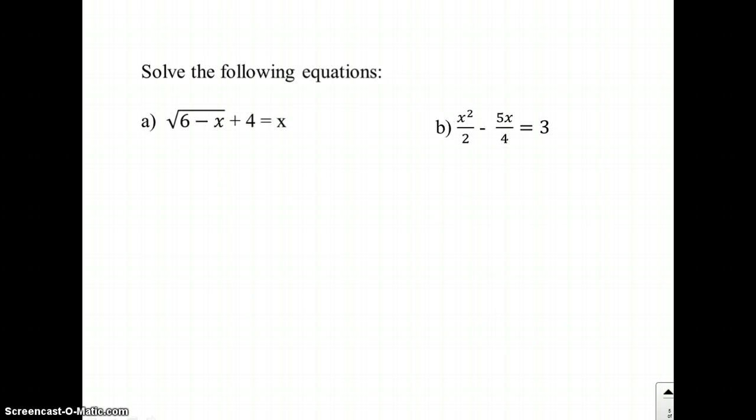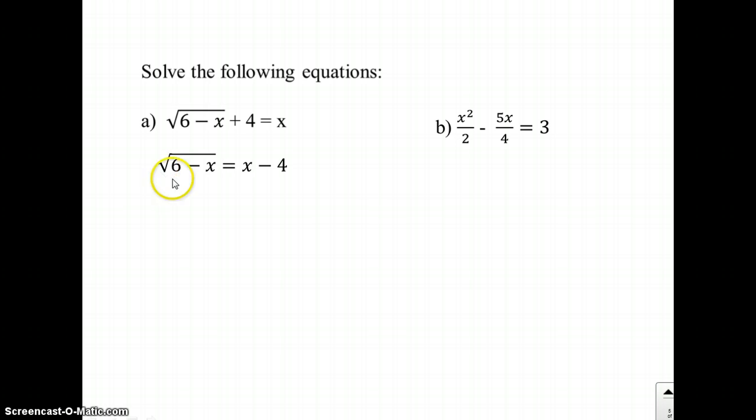A couple more difficult ones. This example, I've got a radical equation. In order to solve a radical equation, I want to eliminate everything from the same side of the equation as the radical. So I want to move the 4 to the other side and isolate my radical. So I'm going to minus 4 from both sides of this equation. I get square root 6 minus x will equal x minus 4.